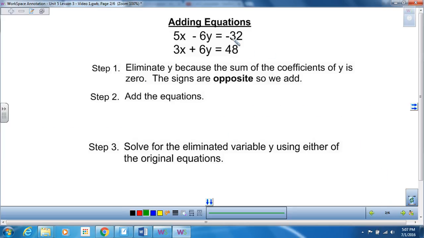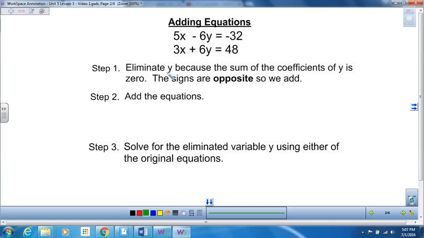Okay, so elimination is where we will take both equations and either add them together or subtract them together. Sometimes we have to multiply in order to add, but right now we're just going to look at adding and subtracting. It's called elimination because we eliminate a variable when we do that. The first thing we do is decide which variable we're going to eliminate.